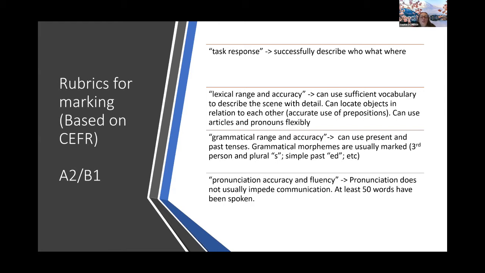At pre-intermediate level, I just need students to be understandable. So that's what I mean by pronunciation does not usually impede communication. I also need them to speak at a normal speed. So 50 words, it's really a minimum to make sure that fluency is all right. So these are for pre-intermediate students.